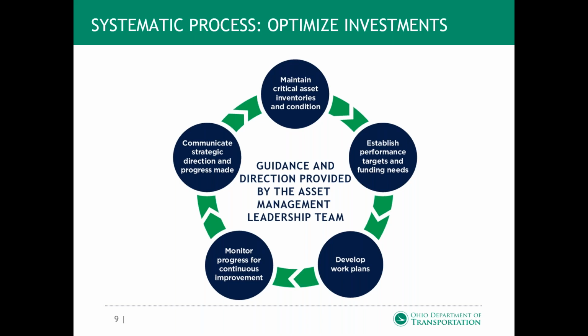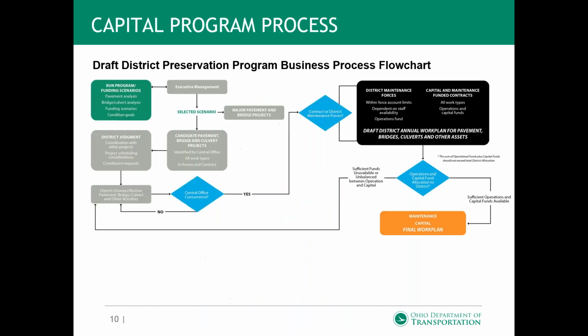And so very simply, we start by maintaining critical asset inventories that we talked about, those tier 1s that I talked about, and some of the tier 2s are also in there. We established performance targets and funding needs, and then we developed our work plan. And then we're monitoring progress for continuous improvement, and that communication, strategic direction, and progress made, or monitoring for continuous improvement, is very critical for the implementation and the sustainability portion of the asset management plan. So this is very simple, easy to digest. Folks can kind of rally around it to figure out what their role and responsibility is as it pertains to this optimized investment systematic process.